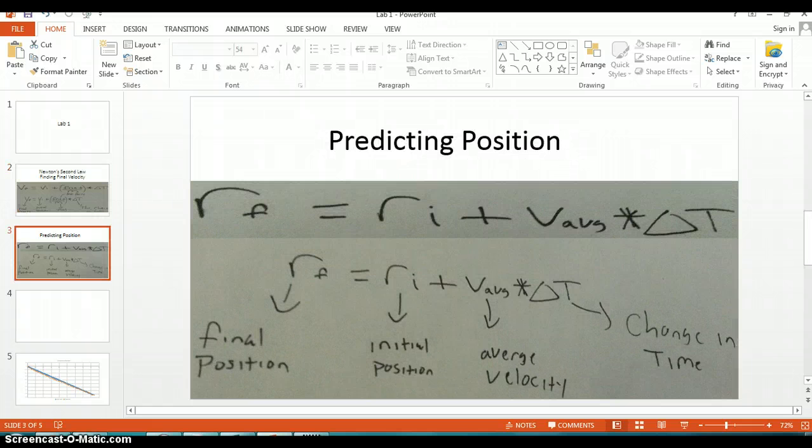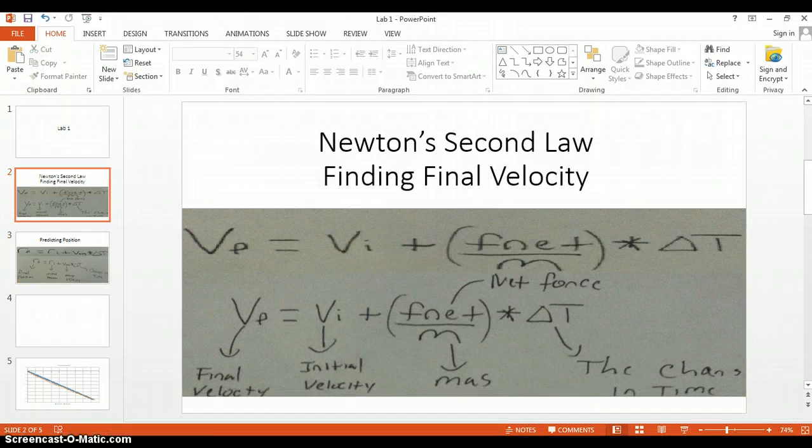With Newton's second law, we are able to predict the position of an object a short time delta t in the future. To do this, we need to first know the object's starting position, the average velocity, and the amount of time we're going to predict. Just by looking at this equation, we can see that when the total net force is zero, the object should be moving at a constant velocity of vi. Vi plus zero will just equal vi.